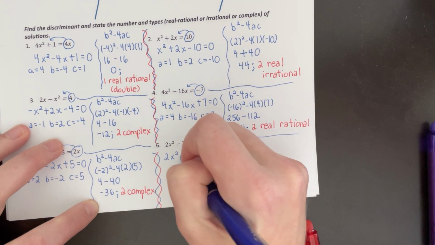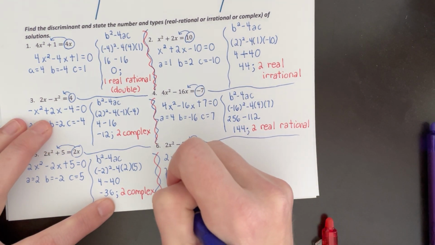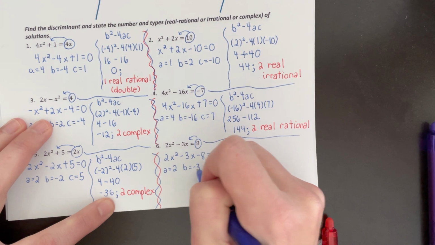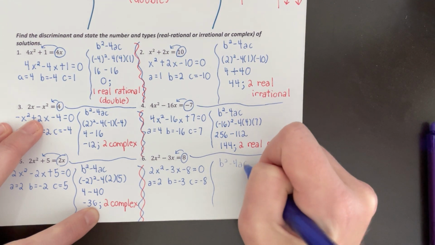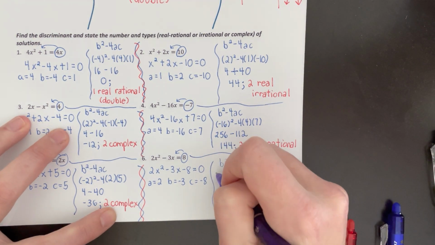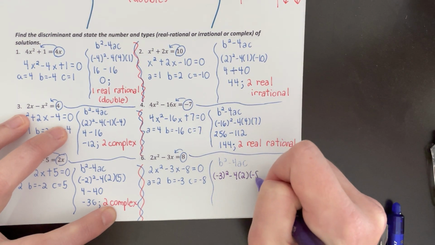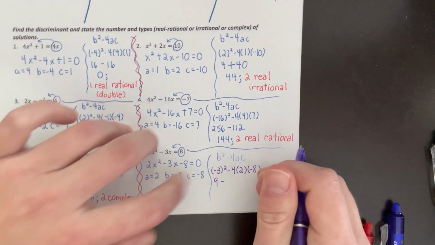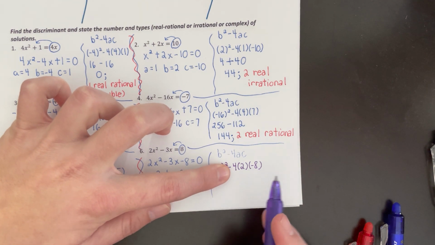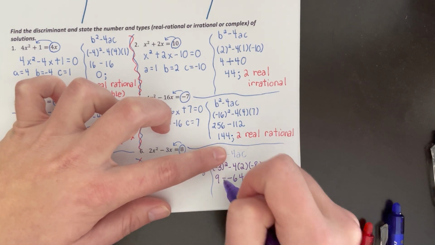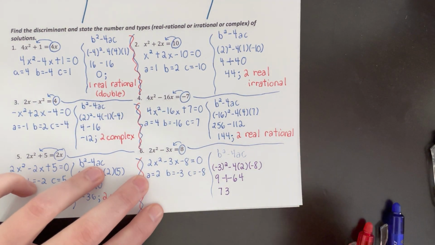So 2x squared minus 3x minus 8 equals 0, and a equals 2, b equals negative 3, c equals negative 8. So b squared, oh no, my pen wants to give out. No. Okay, negative 3 squared minus 4 times a times c, so 9 minus 4 times 2 is 8. And then 8 times negative 8 would be negative 64. So that turns to plus. So 9 plus 64 is 73.